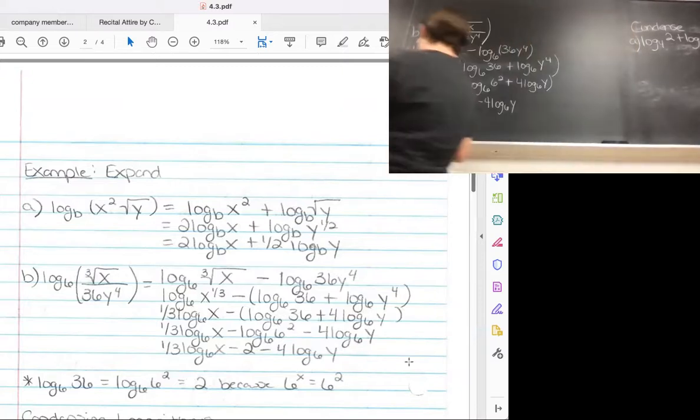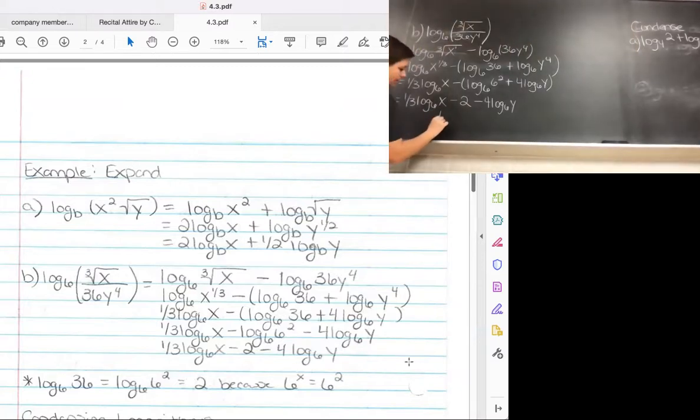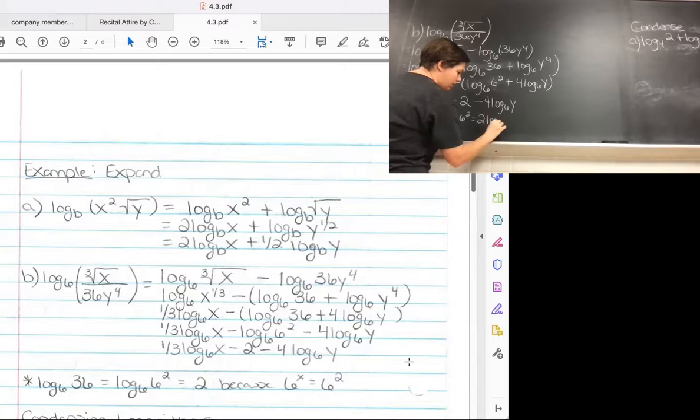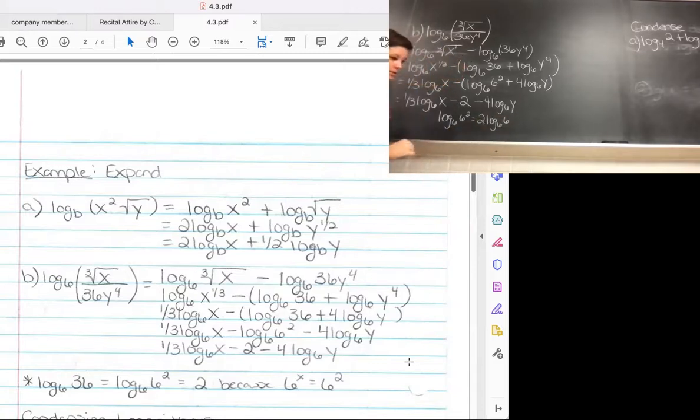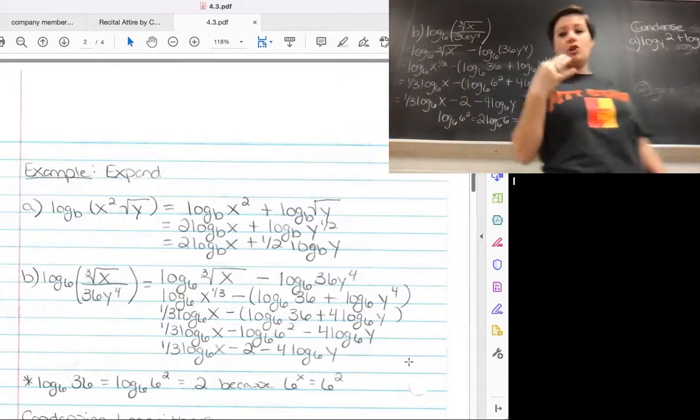Or you can think of it like this. Log base 6 of 6 squared. With the power rule, that'd be 2 log base 6 of 6. And anytime you have a log with the base the same as what you are logging, that's going to go to 1, which just leaves you with 2. So you can think about it in whatever terms helps it to click in your head.